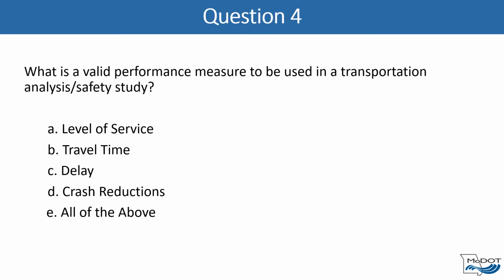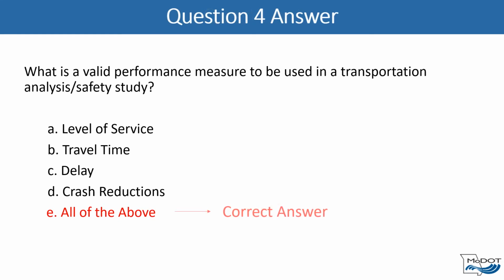What is a valid performance measure to be used in a transportation analysis or safety study? Is it A, level of service, B, travel time, C, delay, D, crash reductions, or E, all of the above? The correct answer is E, all of the above.